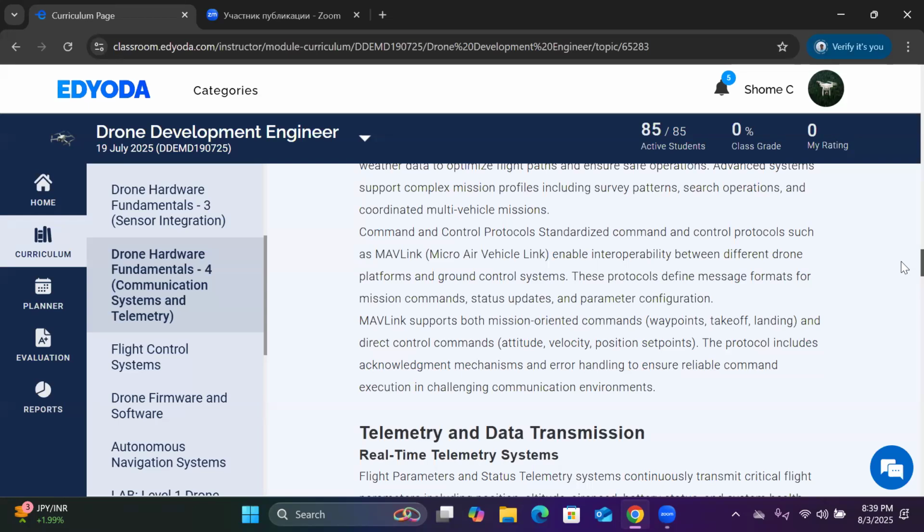Gigabytes of data transaction cannot happen through this. MAVLink is basically the common interface. There you are setting up the commands for waypoint, takeoff, landing, and the direct control command. That also needs some protocol to execute, right? That is the MAVLink protocol.